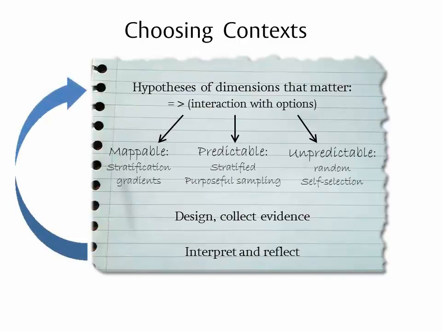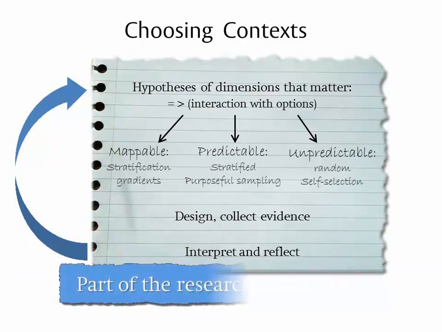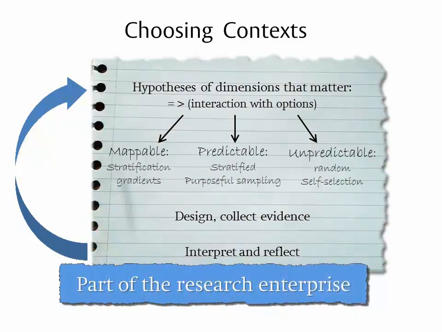The important point is that this process of choosing contexts to work in, the location, the people, socioeconomic and ecological niches that they represent, this is part of the research enterprise, and it should be driven by the requirements of the research, whatever one of those study types we're using.